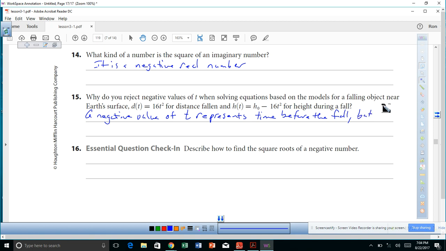But both models deal only with time after the instant that the fall begins.